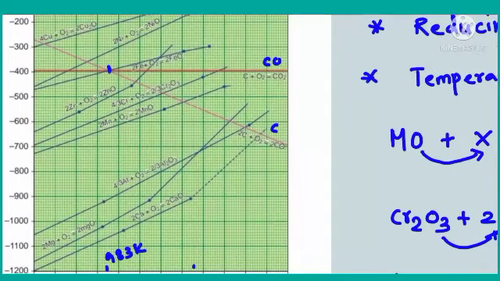Below 983 Kelvin, the carbon monoxide line is below in the diagram and the carbon line is above the diagram. Then above 983 Kelvin, this is the carbon line and this is the carbon monoxide line, whereas on the left side this is the carbon monoxide line and this is the carbon line, isn't it? Now you can easily understand from this.